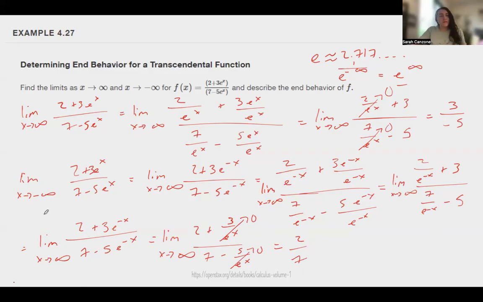So we notice that the limit as x approaches negative infinity of this type of a question is actually going to be a little bit more difficult than we anticipated, but it's actually totally doable as long as we manipulate the equation in a way that will work for us.